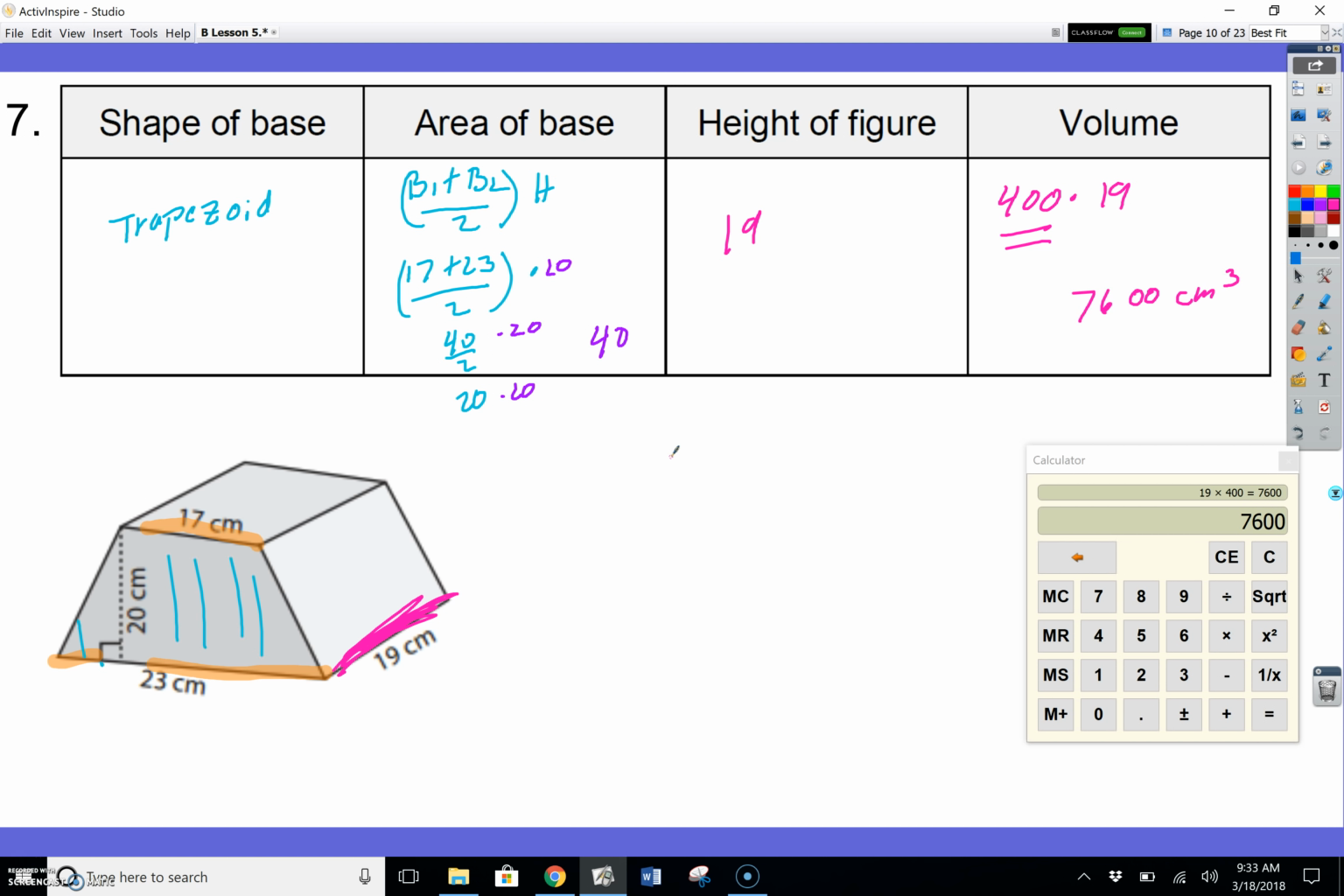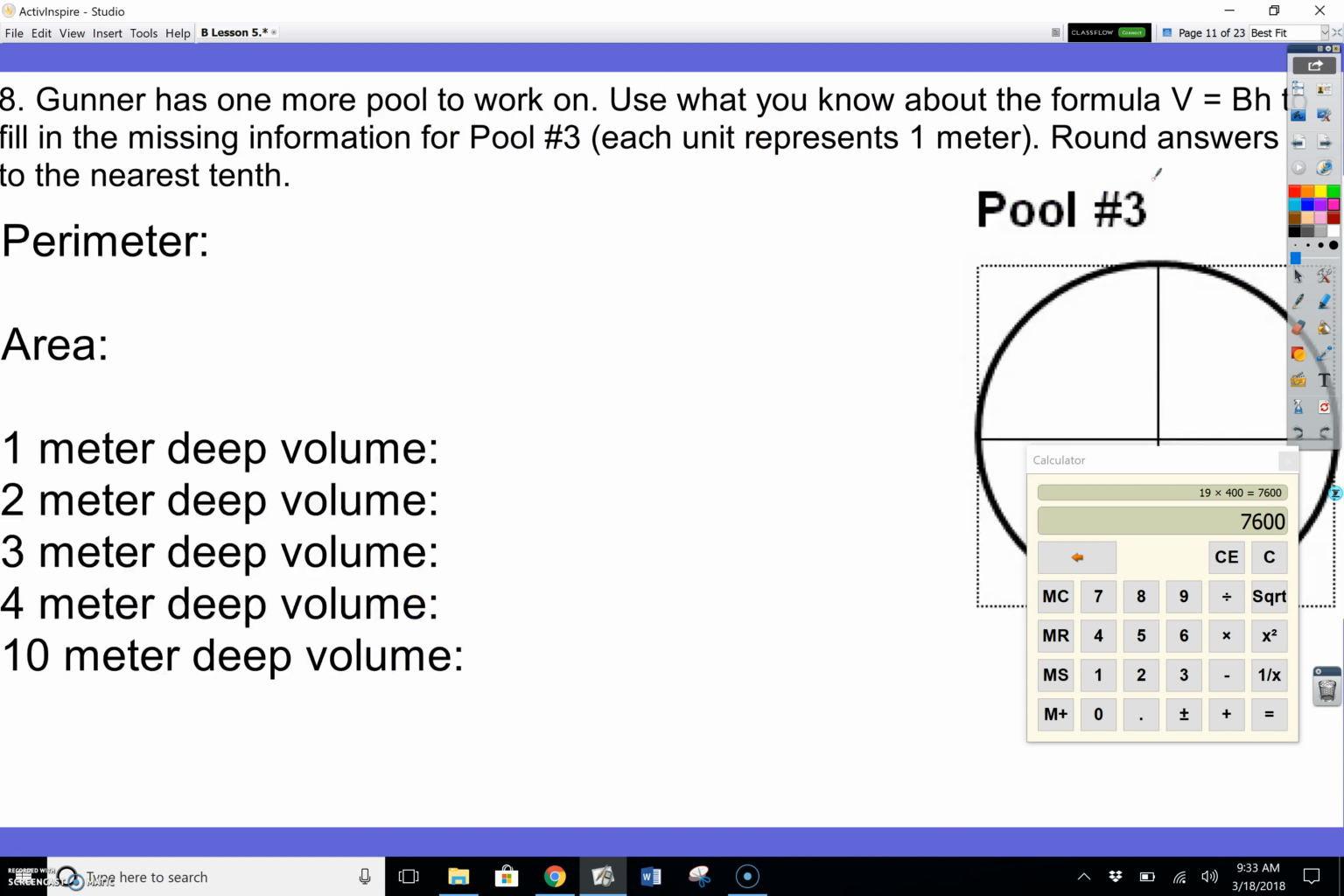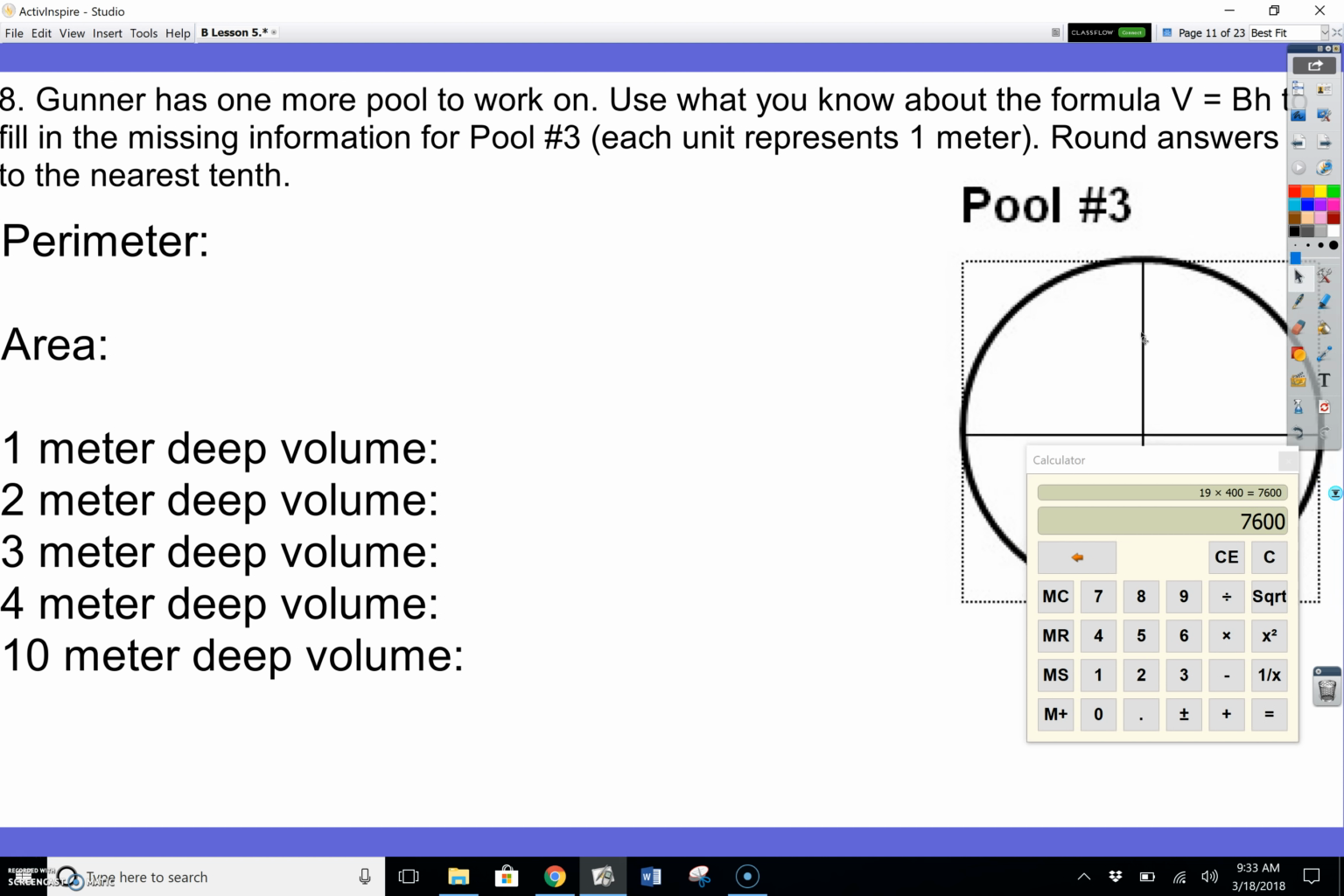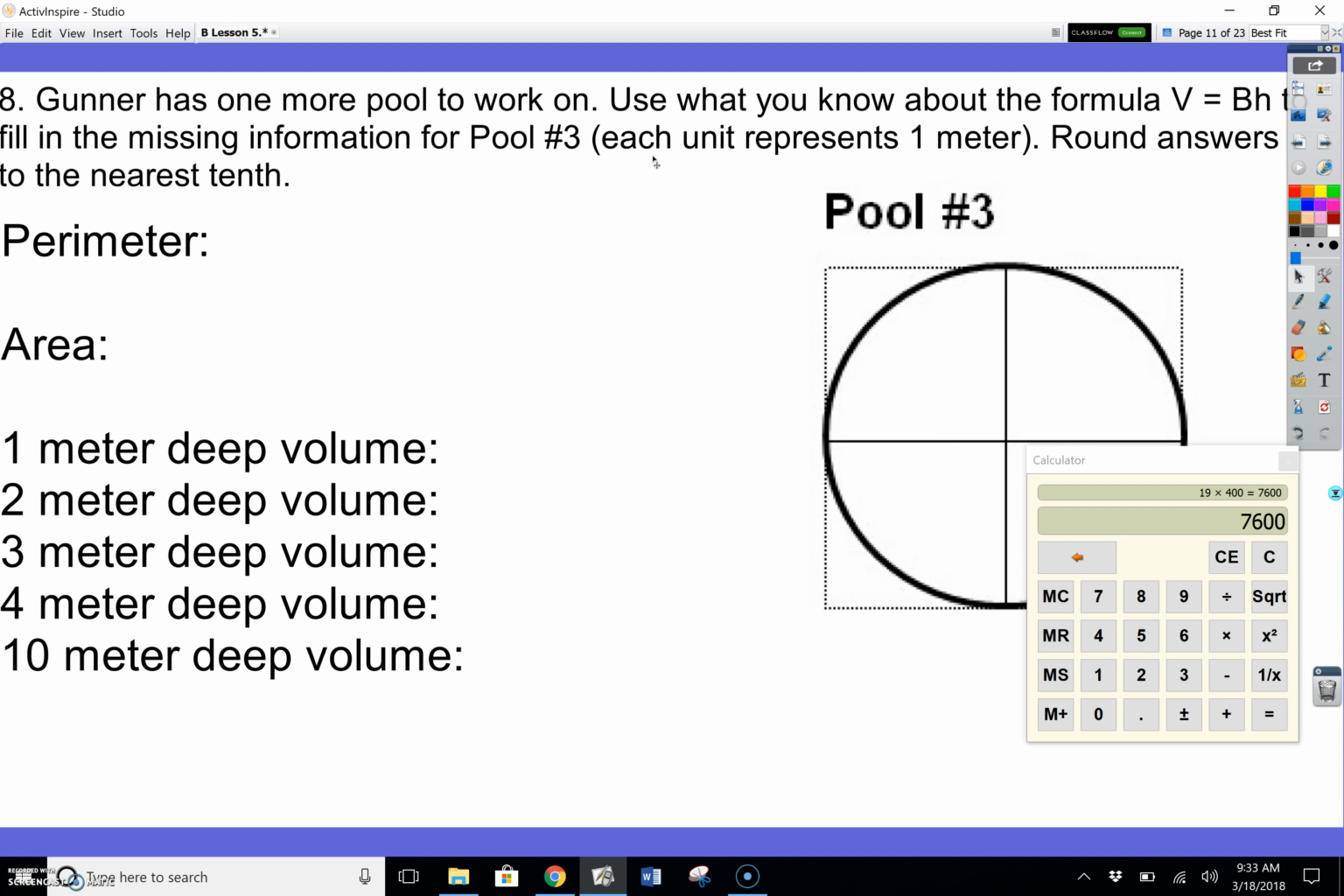Okay, so hopefully this idea of finding a volume of a shape makes sense, because now what we're going to do is we're going to focus on cylinders. So the example that I had us skip was finding volumes of pools. What we're going to do is find volumes of these pools as well. And what it's saying is use what you know about the volume equals base area times height to fill in the missing information of a pool. Each unit represents 1 meter. Round your answer to the nearest tenth.